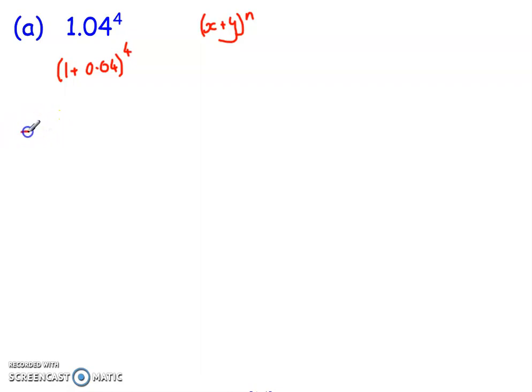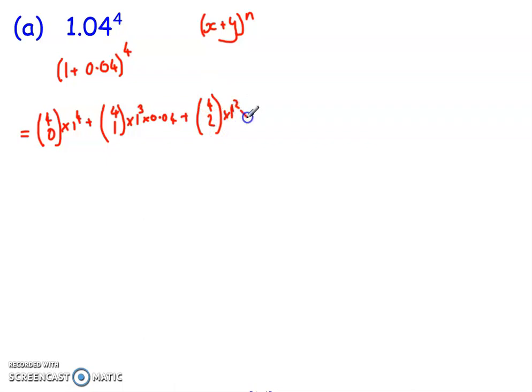So let's start expanding. I know the binomial coefficients are all going to stay the same, so here it's going to be 4C0 to start with, times 1 to the power of 4, plus 4C1 times 1 to the power of 3 times 0.04, plus 4C2 times 1 squared times 0.04 squared.